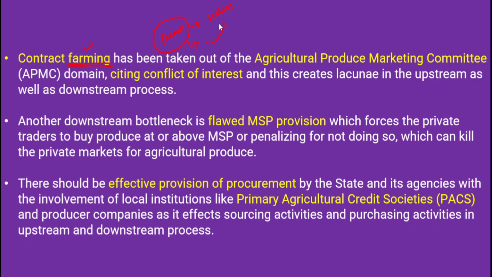So the seller, with the anticipation of a rise in the prices of agriculture commodities, also links a contract with the farmer so that he can purchase this agriculture produce at a lesser cost. So this is contract farming. Contract farming has been taken out of the agriculture produce market committee's domain. Earlier, contract farming was also covered under the APMC domain, but now it was taken out of the APMC domain. So why?